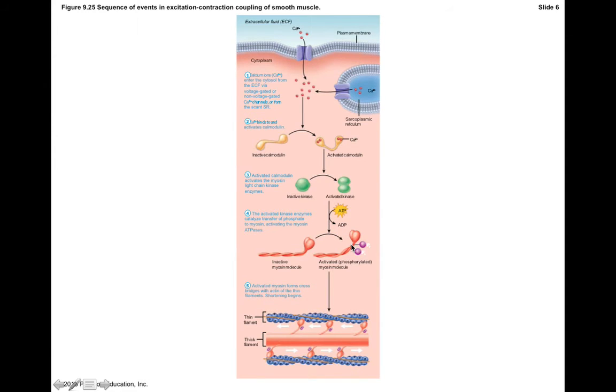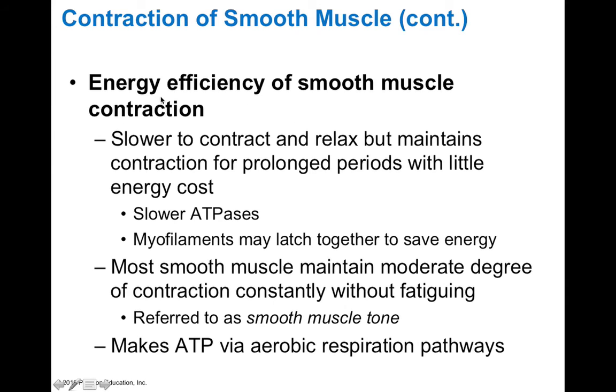And that phosphate group actually comes from ATP. And what this does is energize the myosin head to be able to form a cross bridge with actin. That way it can participate in the power stroke. However, this process is much slower, which explains why smooth muscle contractions are slower than, let's say, skeletal or cardiac muscle. Now, smooth muscles are actually very energy efficient.